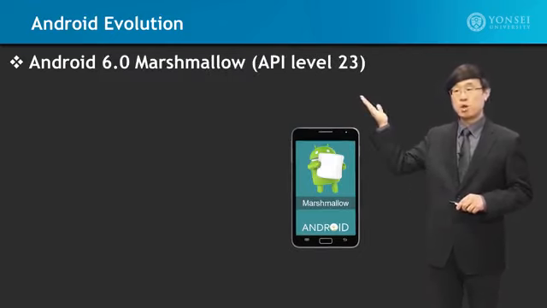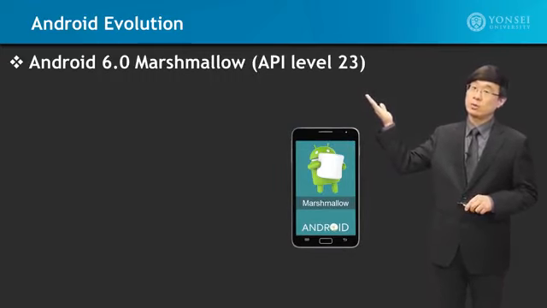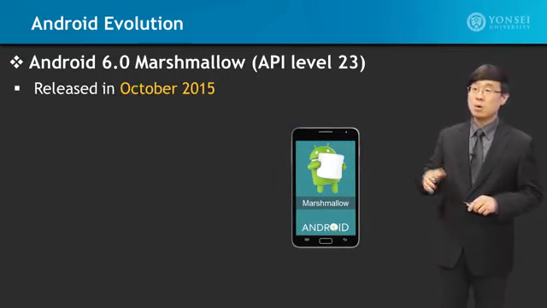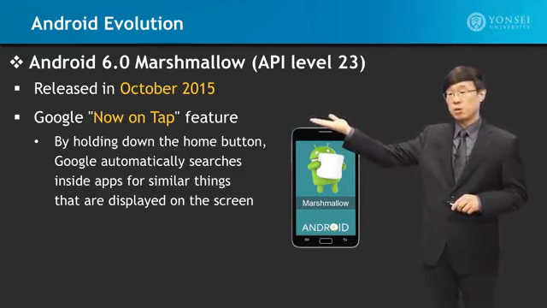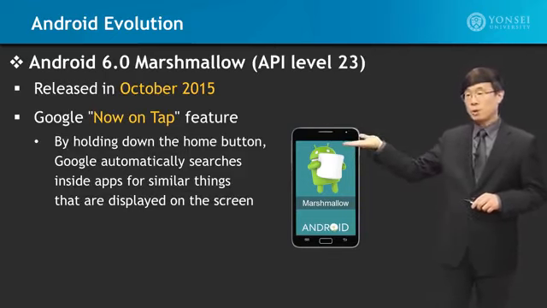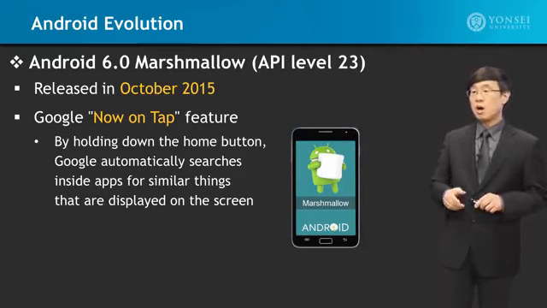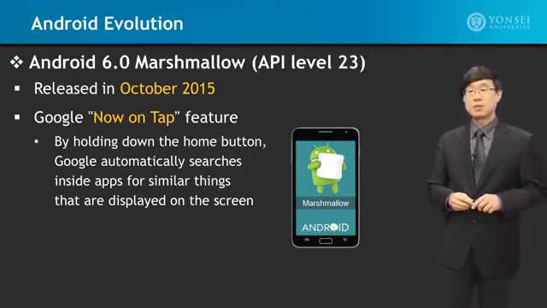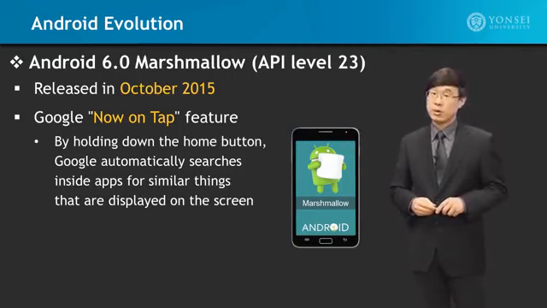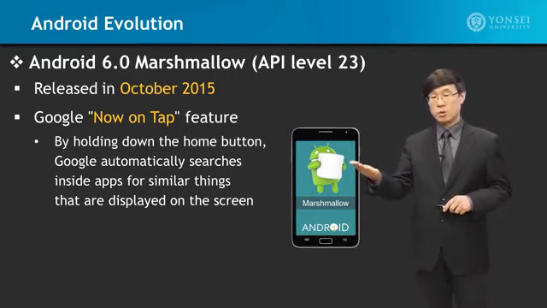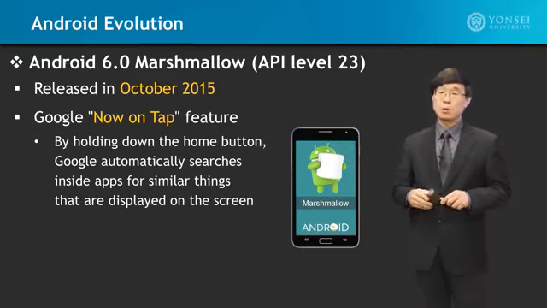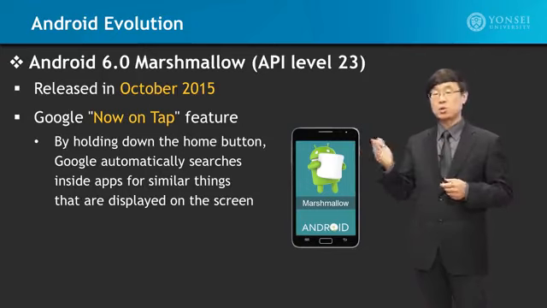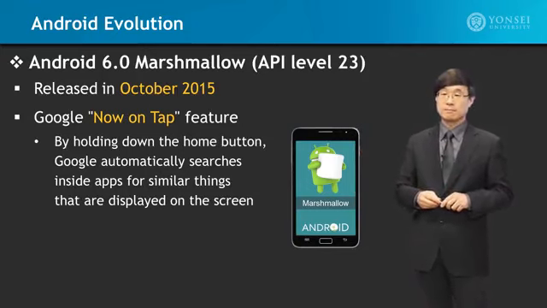Android 6.0 Marshmallow reached API level 23. It was released in October of 2015, where the Google Now on Tap feature was added. By holding down the home button, Google automatically searches for information and apps related to what is displayed on the screen. So, what you're looking at on the screen, if you want to find something related to this, that's where you use the Now on Tap feature. It will find information related to what you have on the screen.